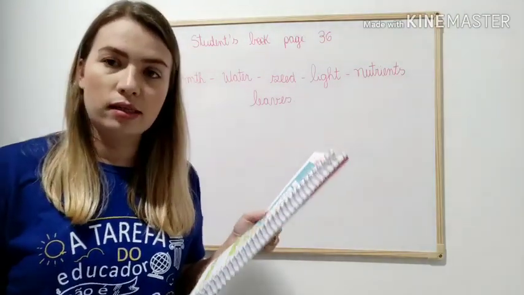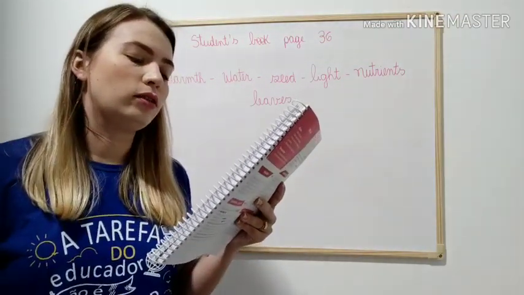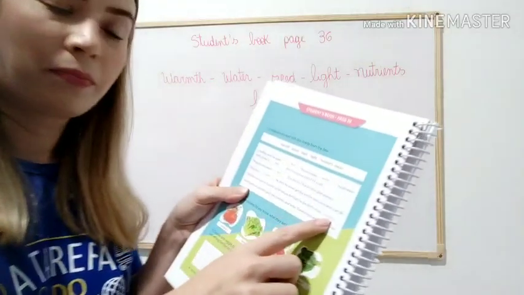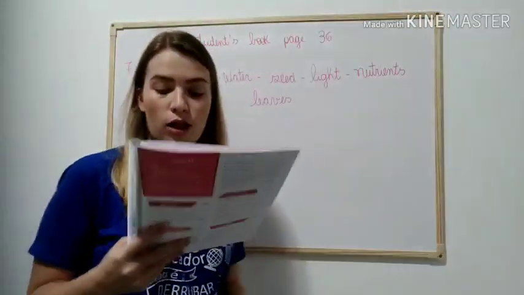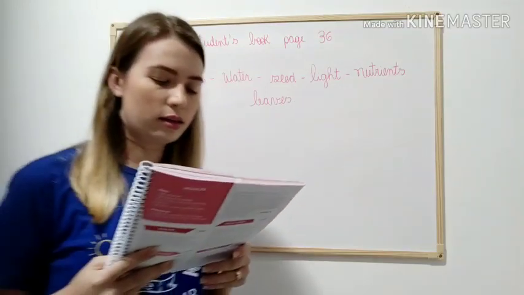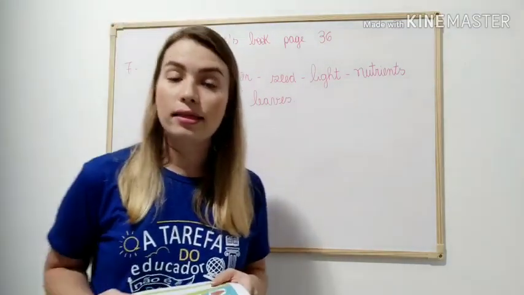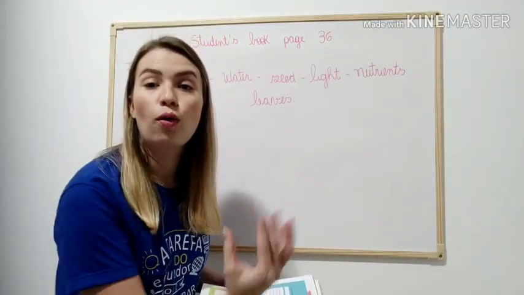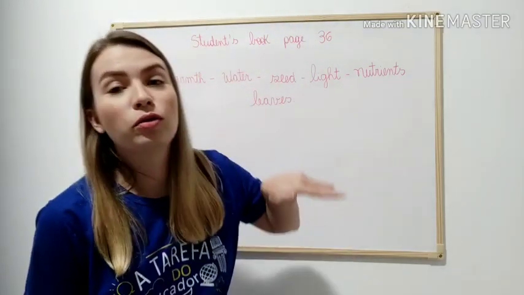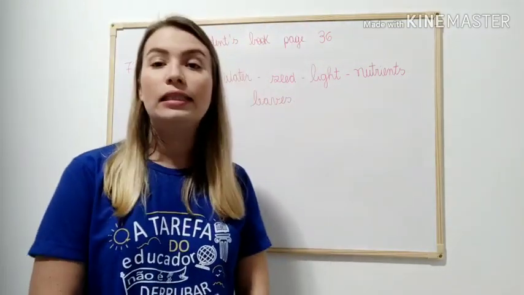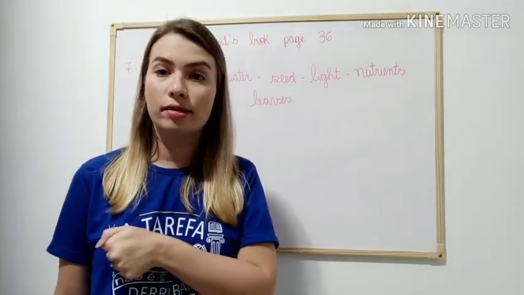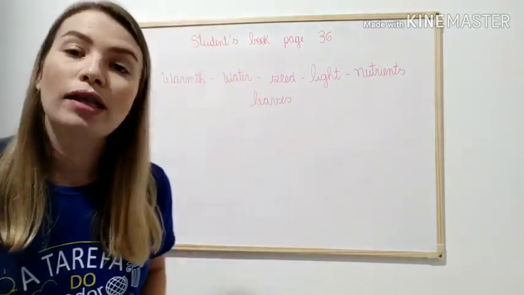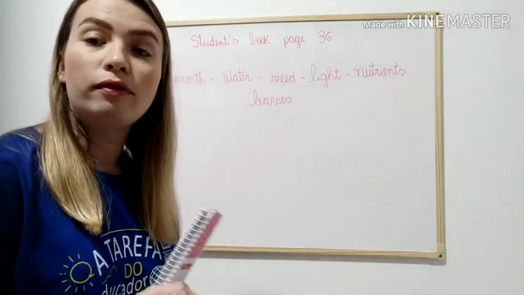Fertilizers are vitamins for plants. Gardeners use fertilizers to give plants more nutrients. Nutrients, the last one, nutrients. Good gardeners give plants good soil, nutrients, and water. These things help plants to grow. Remember, grow. Yes, the plants need water, nutrients, air, light, sun. Yes. So let's correct. What's the order of the words?